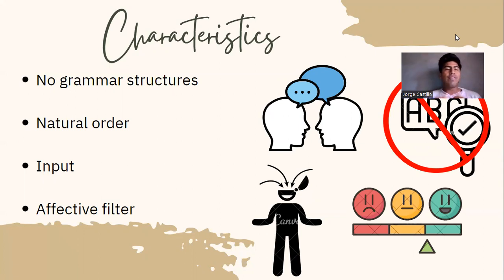And the last one is the affective filter. The first one is self-confidence. Learners with self-confidence tend to be more successful. The next one is motivation. Students with good motivation are more successful. And finally, low anxiety. A student with low anxiety will get better results when they are acquiring the English language. That is all for my part.